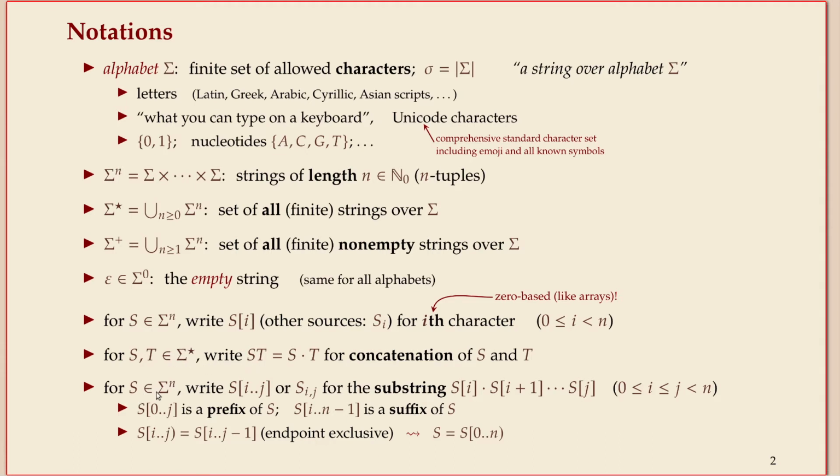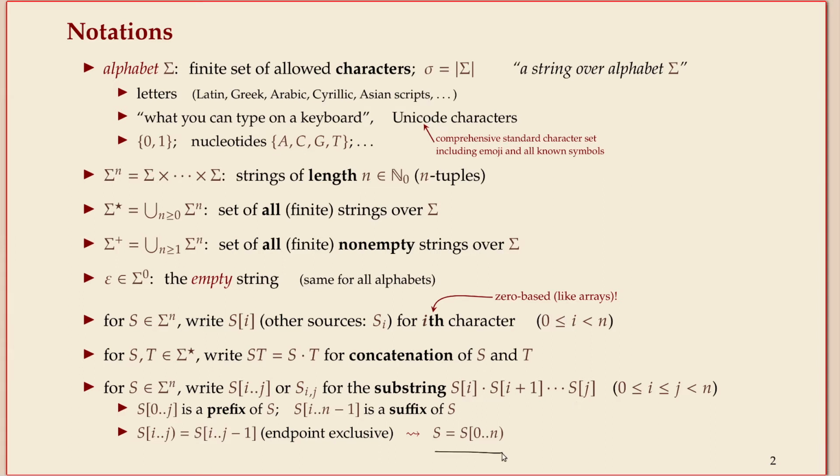And finally, if we have a string of size n, we write this notation, which is similar to arrays, for a substring that's formed from just these characters from position i up to j, both inclusive. If i is 0, we call this a prefix of s. And if j is n-1, we call it a suffix of s. So this is just something at the very beginning or very end of the string. Again, nothing magic about this.